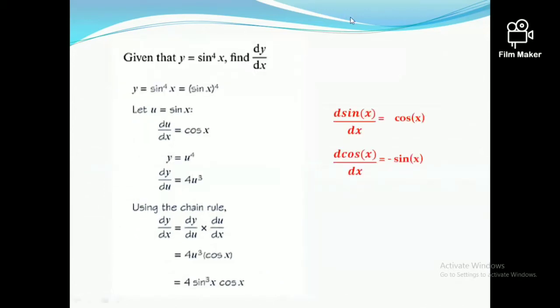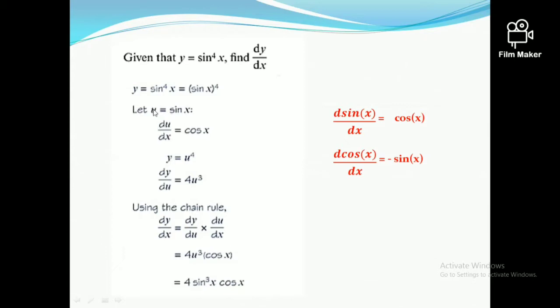Let's move on to this example. We need to differentiate sine x to the power 4. Then this is sine x whole thing to the power 4. Then I will assign this sine x as u. Then u equals sine x. Then we can obtain du by dx. Remember that always this term should be the variable term over here. du by dx. If you differentiate sine x, we already knew from previous videos, it's cos x.